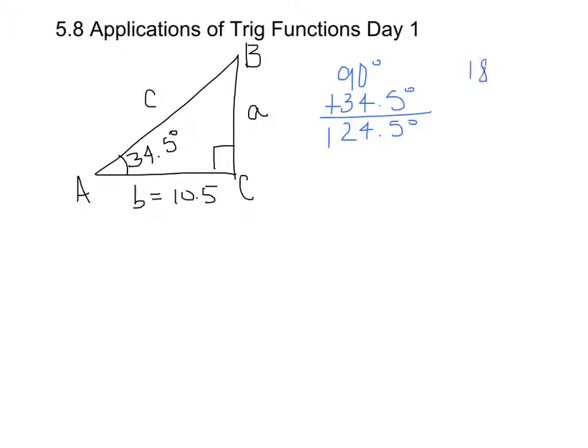So what I'm going to do is subtract so I can find my missing angle, which will be angle B. And that'll give me 55.5 degrees. So that's angle B. And now, all we have to do is find all the missing side lengths.